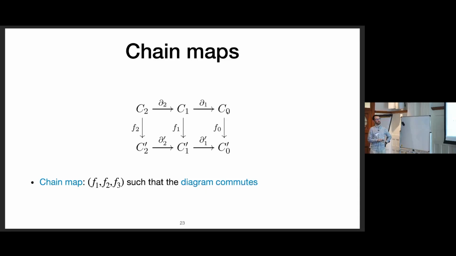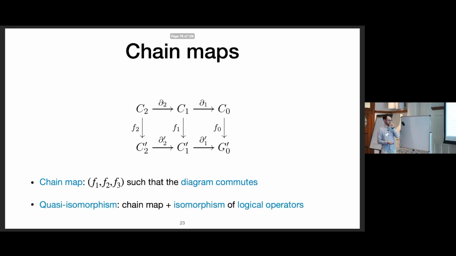That just means it's equivalent for me to go this way and then like this, or I could go down first, down here, and then across like that. These are objects that are very well studied in homological algebra. They're the natural map for chain complexes.